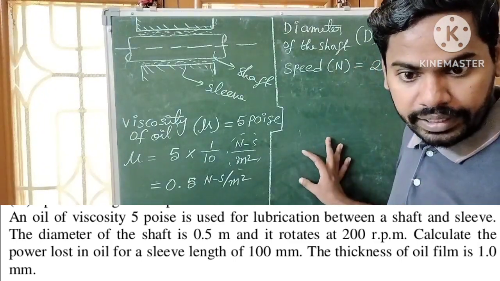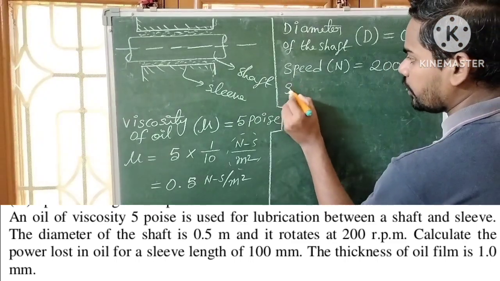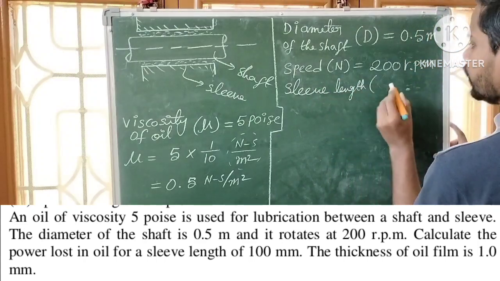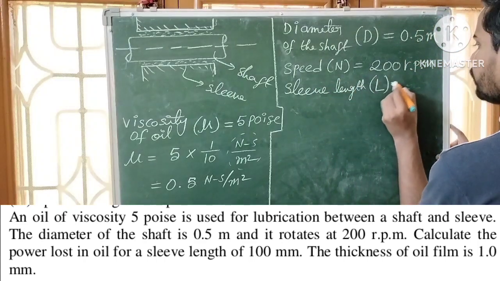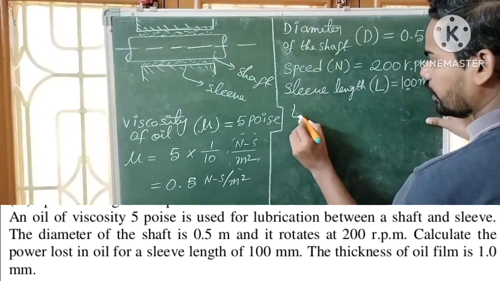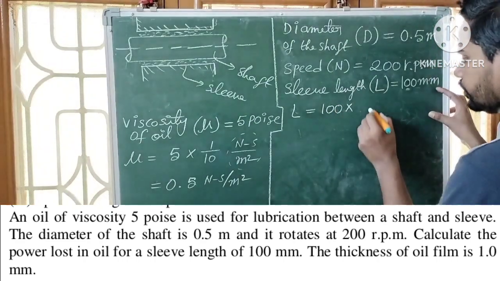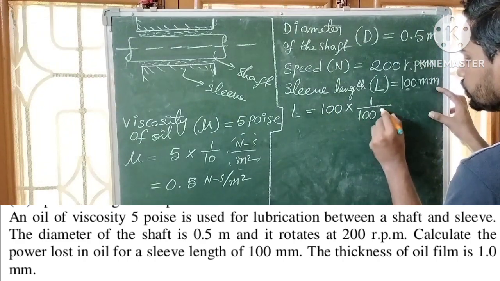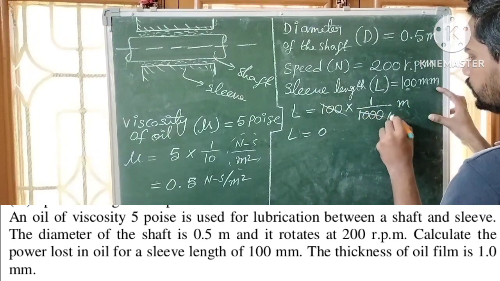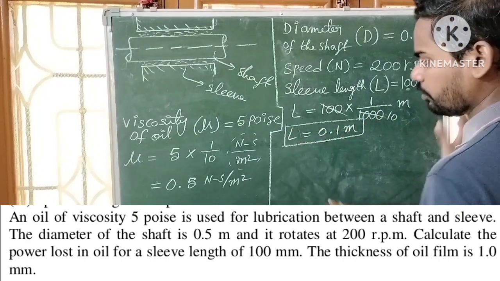Calculate the power lost in oil for a sleeve length of, sleeve length L, capital L is equal to 100 mm. Let us convert it into meters. L is equal to 100 into 1 mm, which is 1 by 1000 meters. So L is equal to 100 times 0.001, which is 0.1 meters. The length of the sleeve is 0.1 meters.